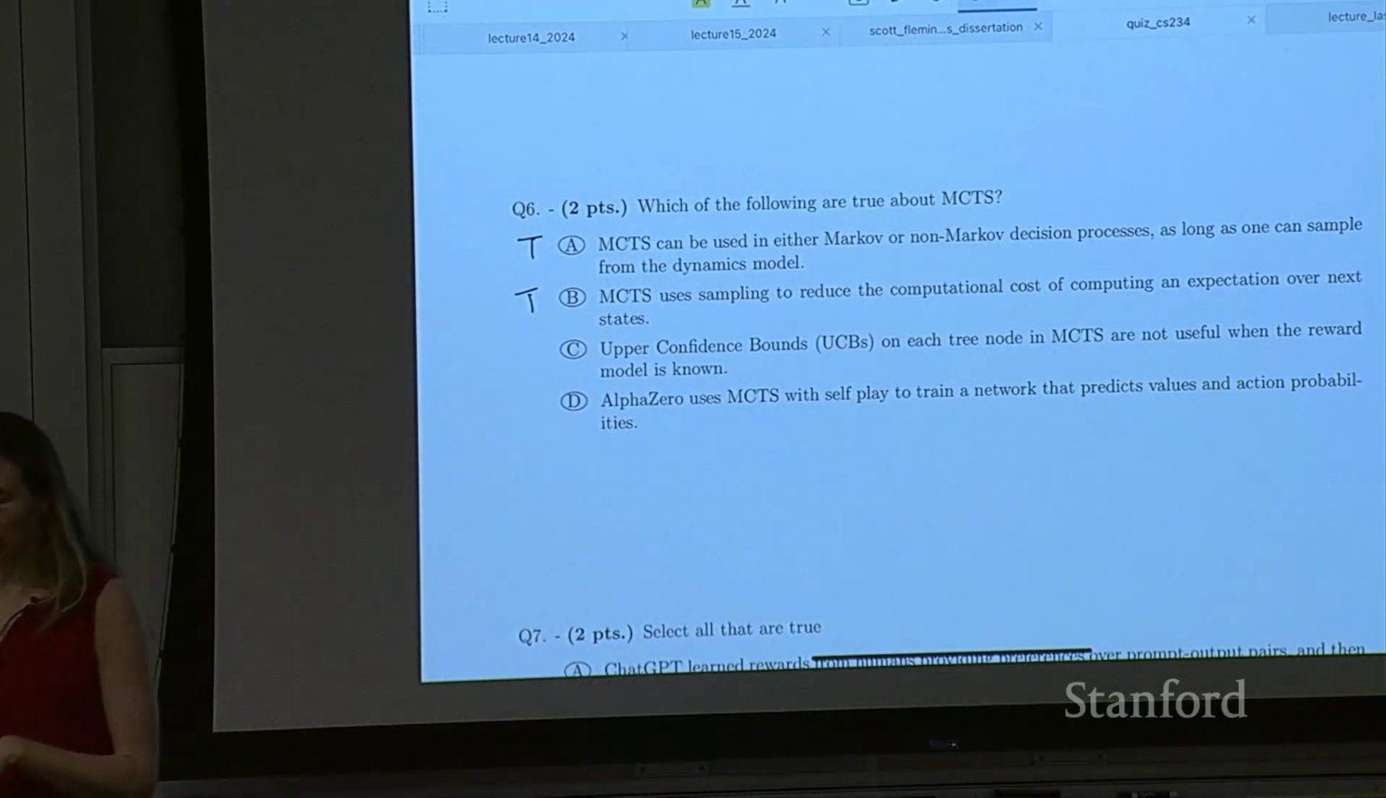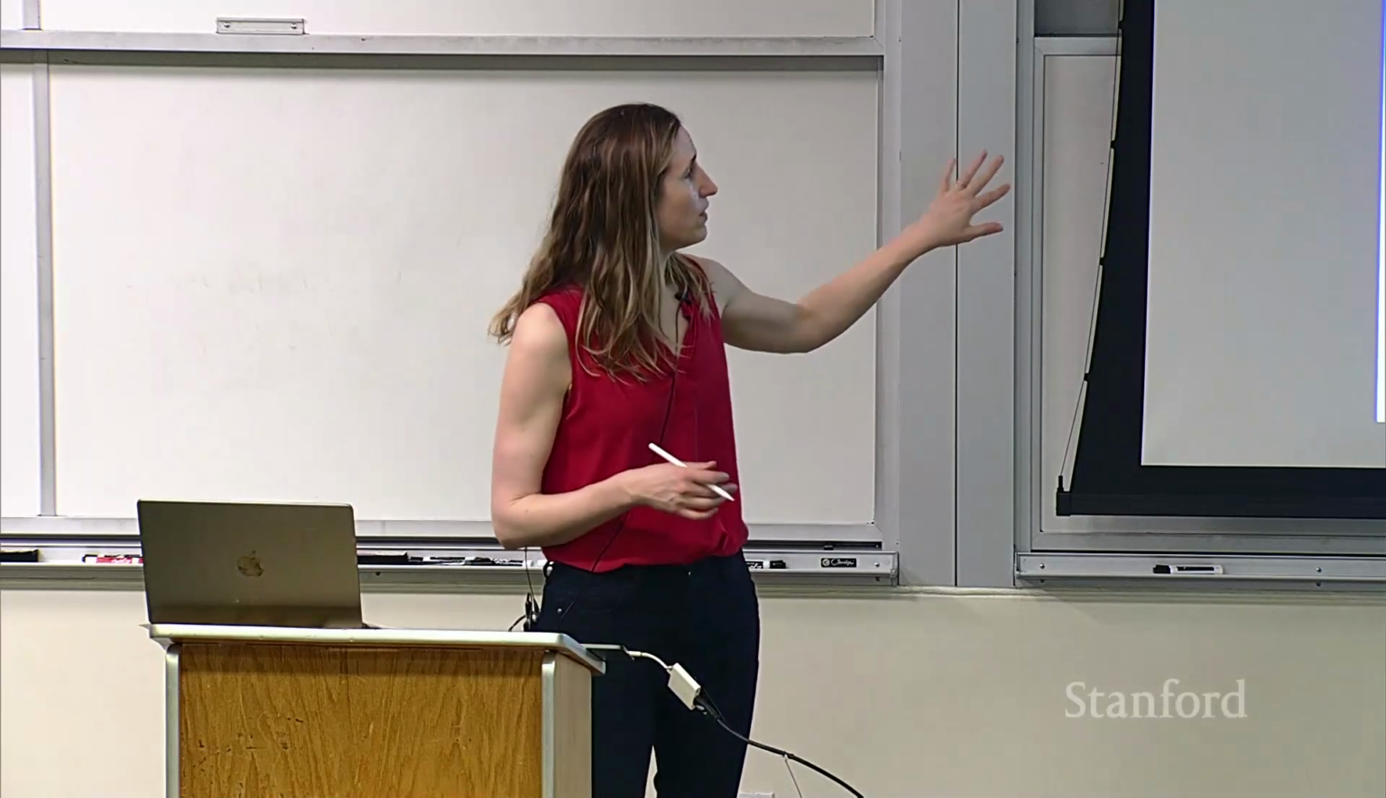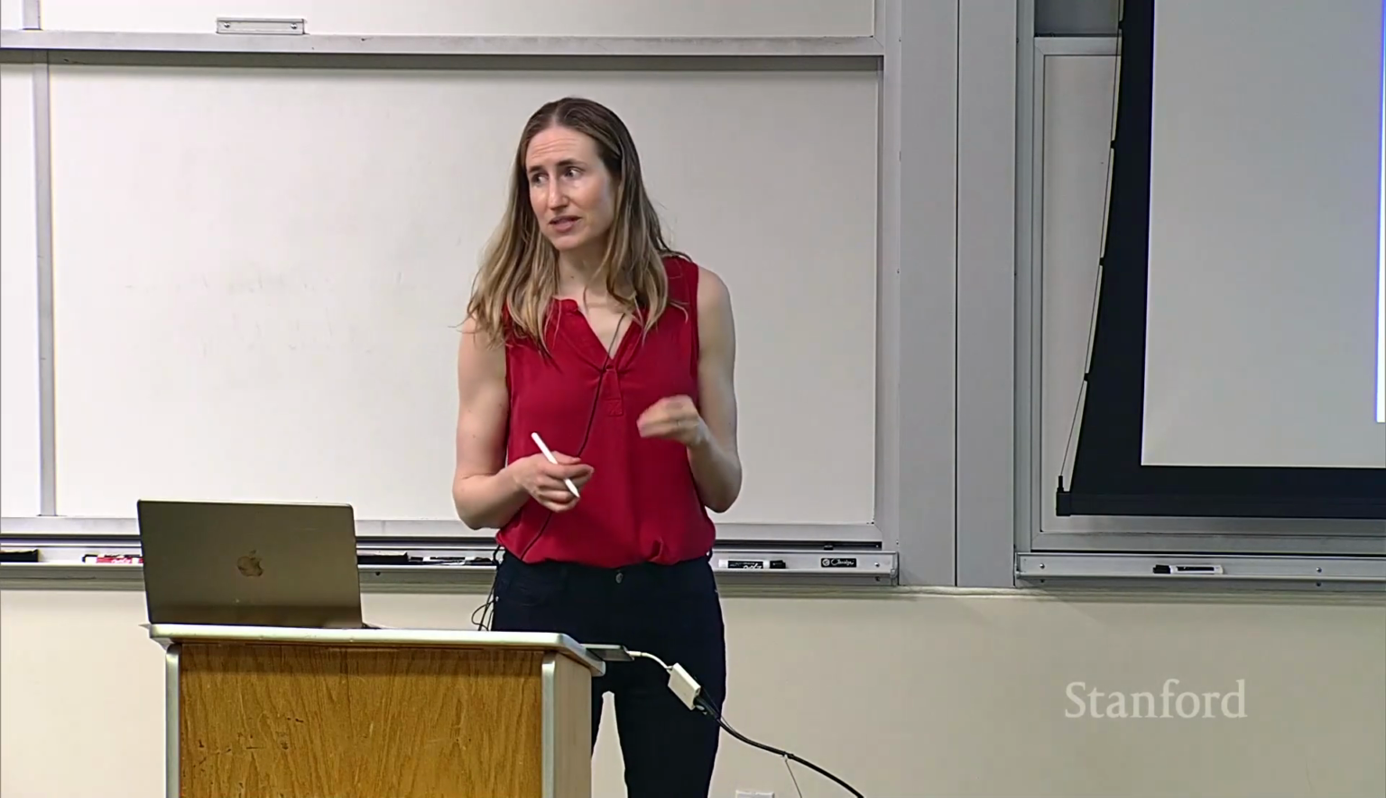And then the fourth one is also true, because that's exactly what AlphaZero does. They use self-play to improve the network to predict values and action probabilities. Yeah? The third one is true or false? False. It's false.